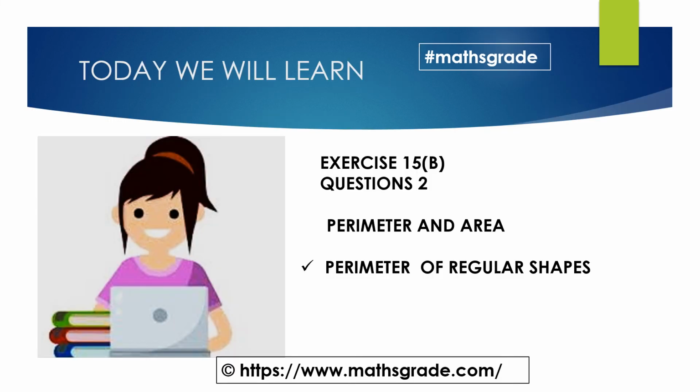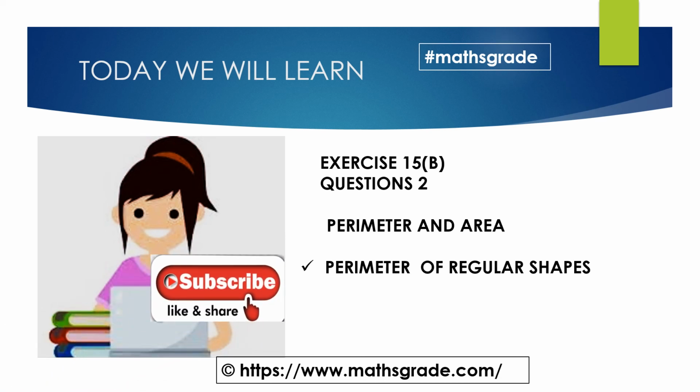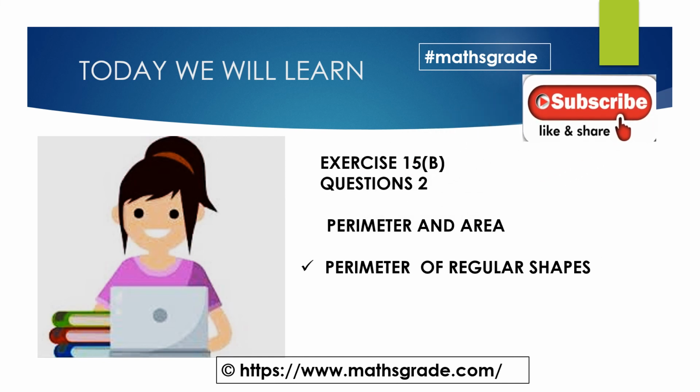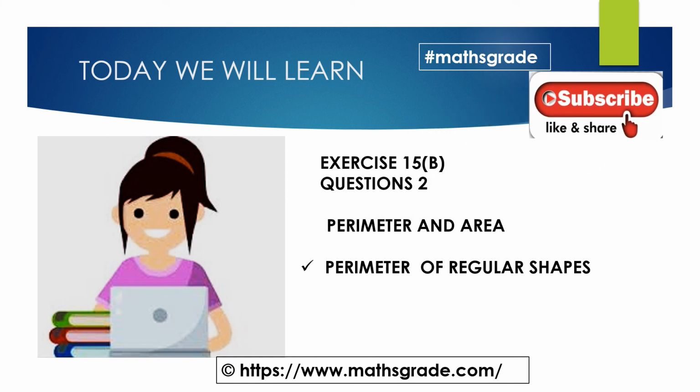Today we learn about exercise 15b, questions 1 to 10, and the chapter name is perimeter and area, and the topic is perimeter of regular shapes. Let's solve some questions.